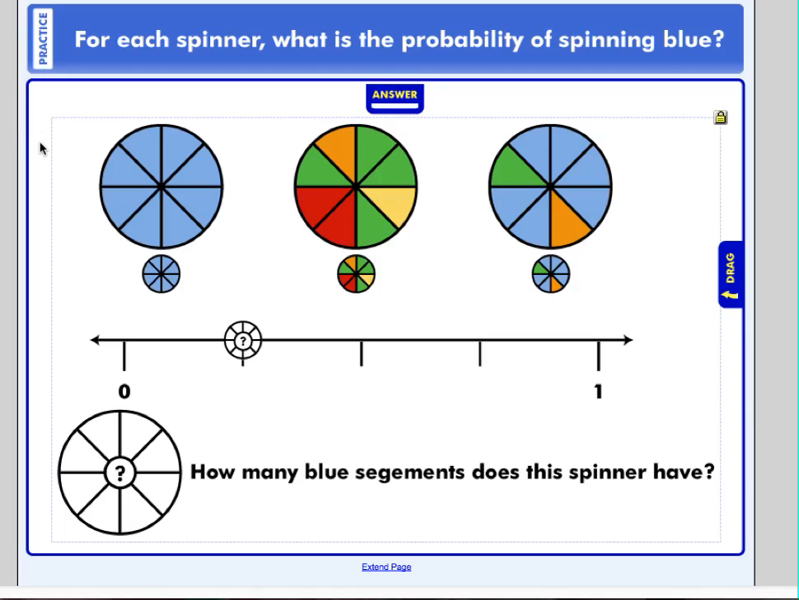Sometimes when working with probability, we might use spinners. And when you make a spinner, you have to make sure that your segments are equal sizes, okay? What is the probability of spinning blue for each of these spinners? Well, this spinner is completely blue. It's not possible to land on anything but blue. So the probability that we're going to land on blue is 100%, or 1.